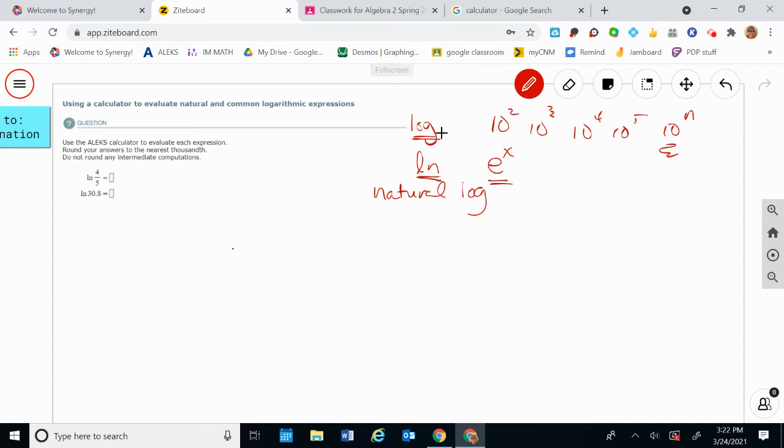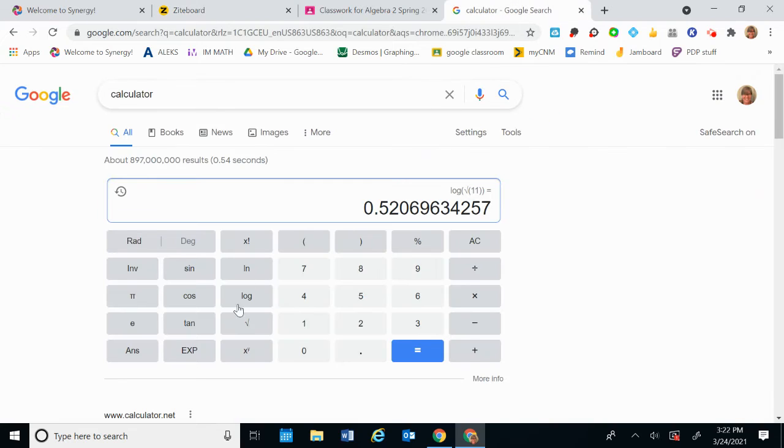Log without a base is base 10, just so you know. So on the calculator, when it says log, it means base 10. When it says ln, it means base e. None of this makes sense. It's okay. Just plug in the numbers and you'll see that you get a number. And at this point, that's all we need. Okay?